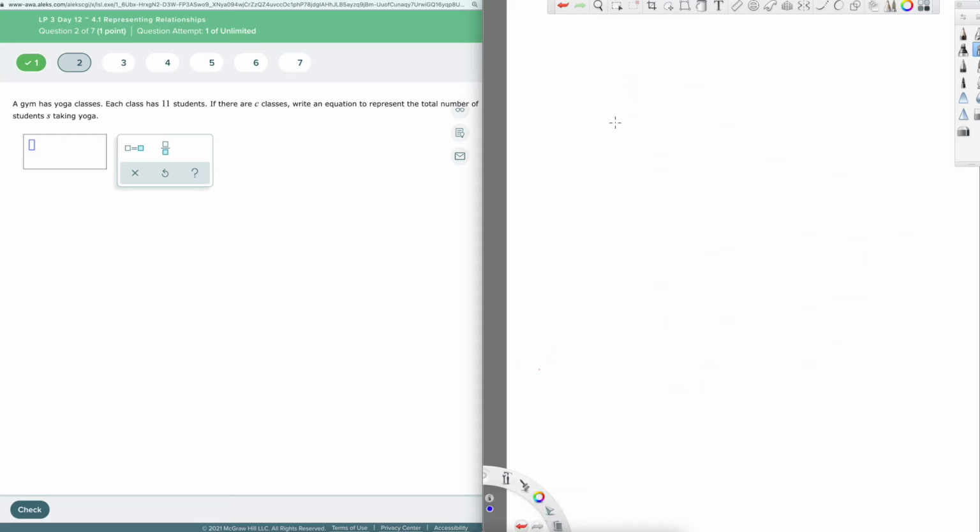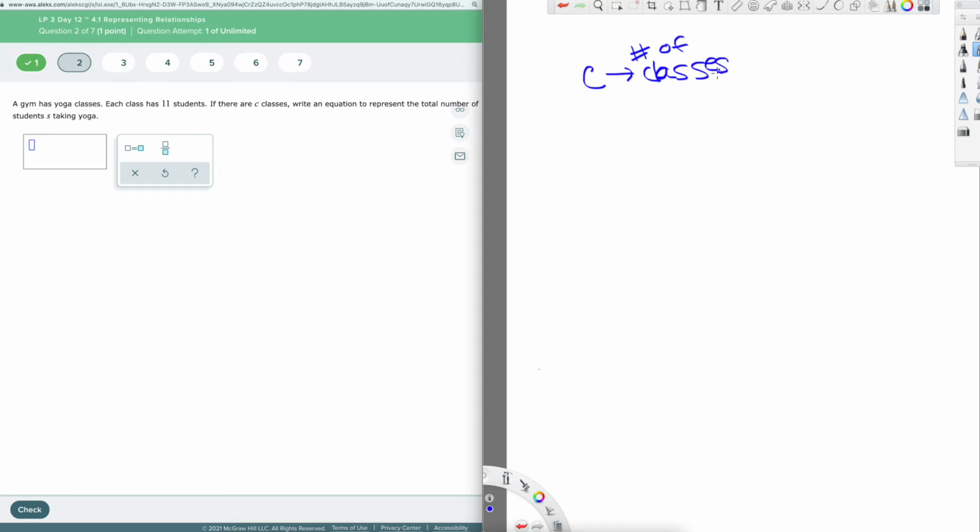All right. A gym has yoga class. Each class has 11 students. Each, I hear that word each. I'm going to be multiplying, right? So each class has 11 students. If there are C classes, so remember this is classes, this is the number of classes, right? So I can write number of classes.